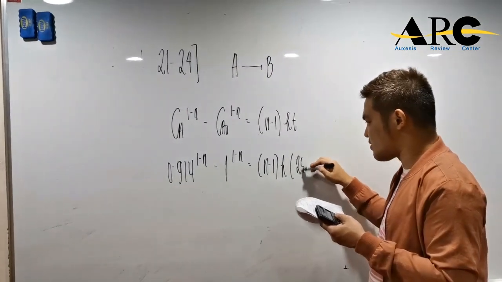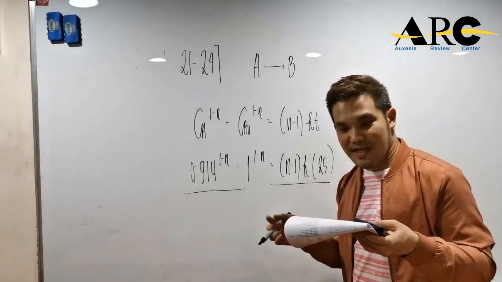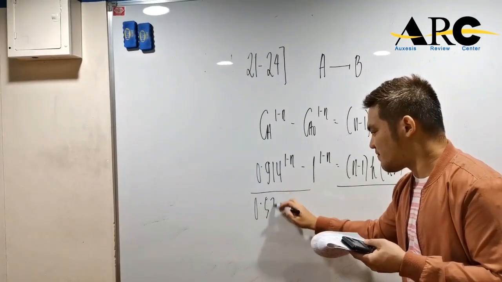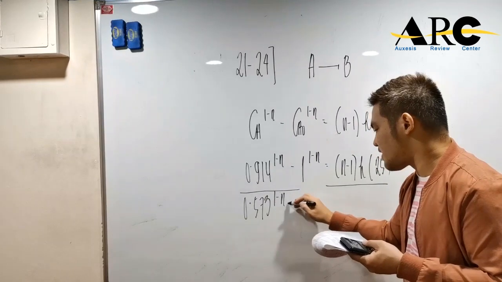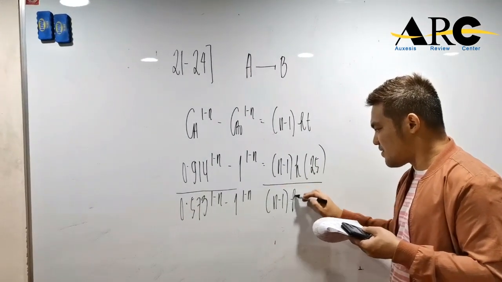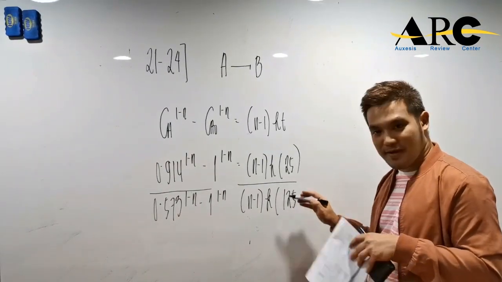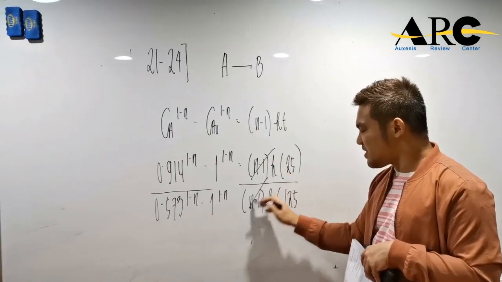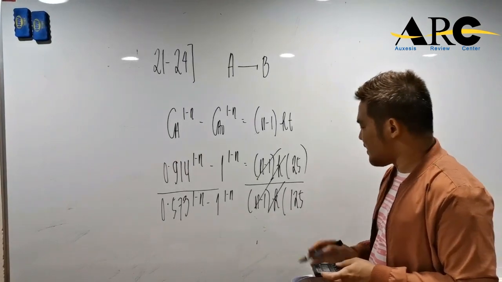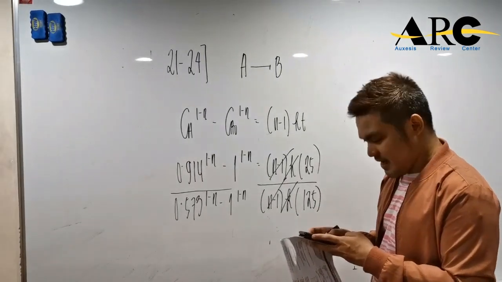So, ang time natin is 25 seconds. Try natin mamili si 125 seconds. So, 0.573 raised to 1 minus n minus 1 raised to 1 minus n equals n minus 1 times kt. So, ang time natin is 125. So, cancel yung n minus 1, cancel yung k. So, try nga natin kunin yung value ng n.